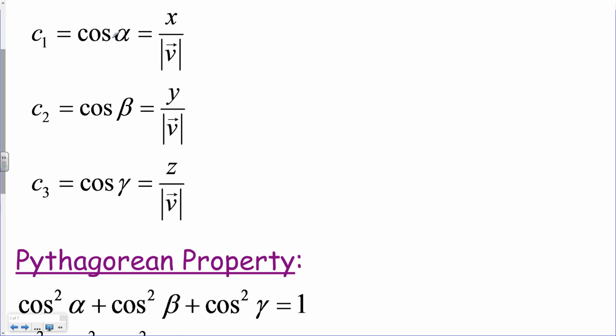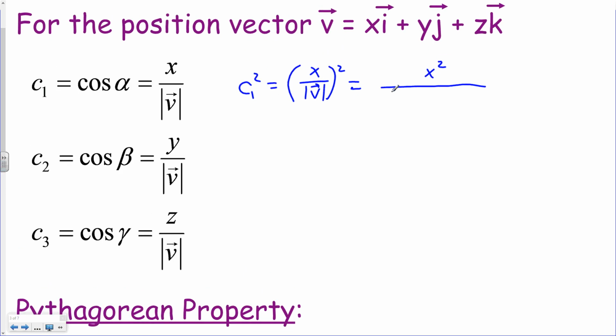If I take C1 and I square it, that's just going to be x over the magnitude of vector v, squared. So you can simplify that. Of course, just x in the numerator would be x squared. And remember, to find the magnitude of a vector, you simply take the square root of the sum of the squares of the components. And remember that vector v, we defined up above; x, y, and z are the components of it. So this is the square root of x squared plus y squared plus z squared.